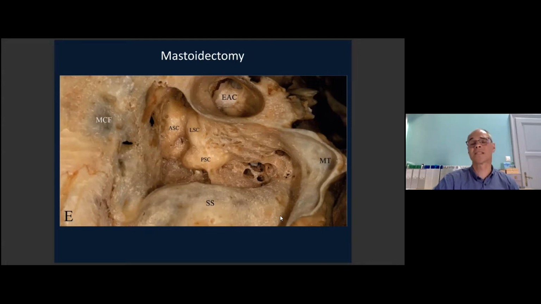In many cases, in cases of exostosis of the ear canal, you should widen the bony ear canal. This is a so-called canalplasty, in order to see the whole tympanic membrane in one microscopic view. So this is a typical large mastoidectomy.